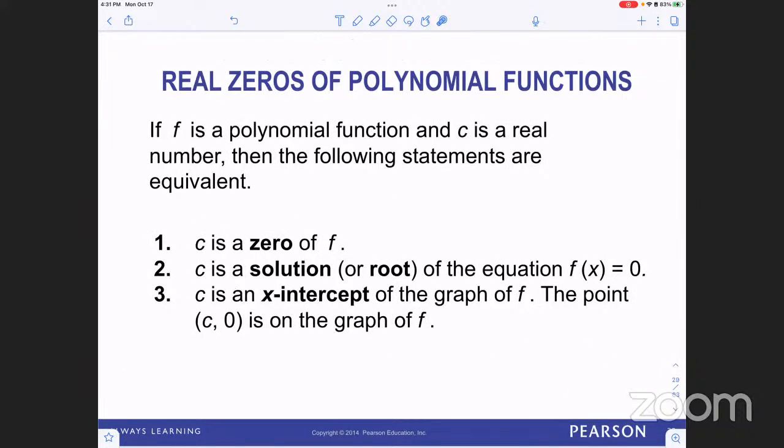Let's see. So then we have the real zeros of a polynomial function. If f is a polynomial function and c is a real number, then the following statements are equivalent. If we say c is a zero of f, or c is a solution or root of the equation f of x equals 0, or c is an x-intercept of the graph of f, these three statements are synonymous. They mean the same thing, right? So if we ever use one, it implies the other two.